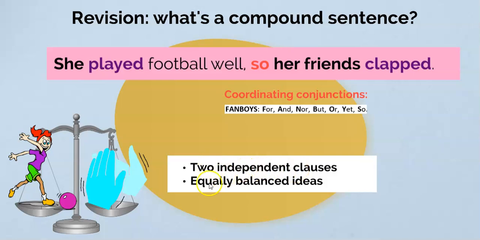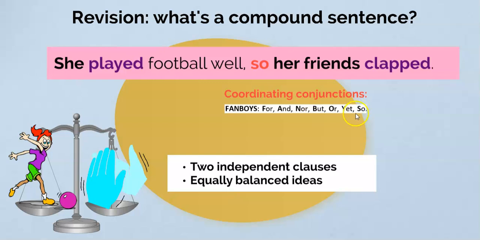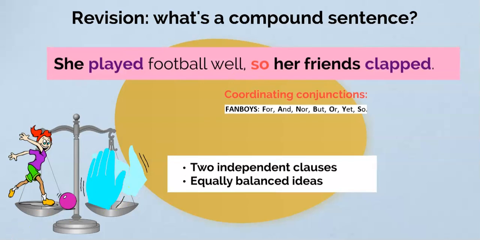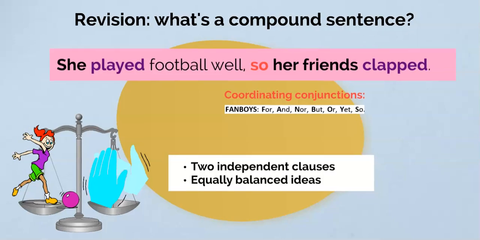The ideas are equally balanced, which is why we have this picture here. They're of equal weight. Both halves of the sentence are joined with the word so, which is a coordinating conjunction, often known as a fanboys conjunction for and, nor, but, or, yet, so. Most of the time we have a comma before the conjunction, but if the sentence is very short, we don't need it. Now let's look at when we use the semicolon with a compound sentence.